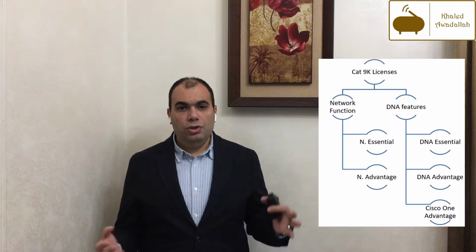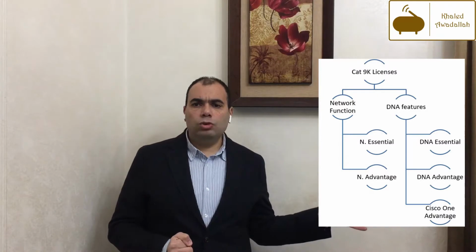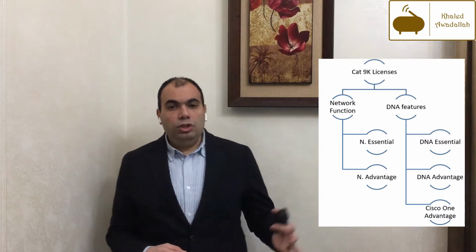We have 2 lines of licenses: Network Function License and DNA Features License. Network Function License is like the old-fashioned IOS versions, IP Base and IP Services. DNA Features are the licenses for DNA features. Let's start with Network Function. We have 2 kinds of licenses: Network Essential and Network Advantage. Network Essential is equivalent to IP Base IOS, and Network Advantage is equivalent to IP Services IOS.